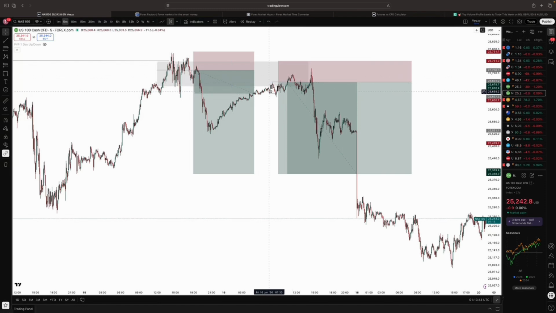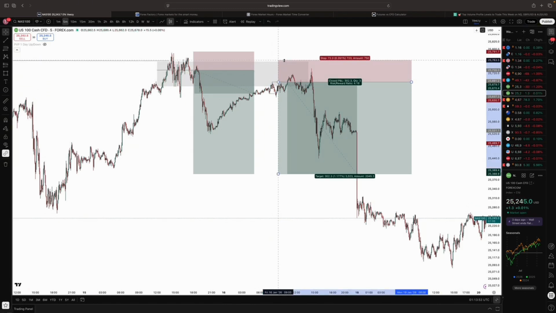So immediately I saw that was my entry, my second entry. Broke the structure, I needed it to come back. This was the false sell I was waiting for. Then it came back to tap this guy. That was my entry. My high was just above the zone, right? And we targeted this liquidity.